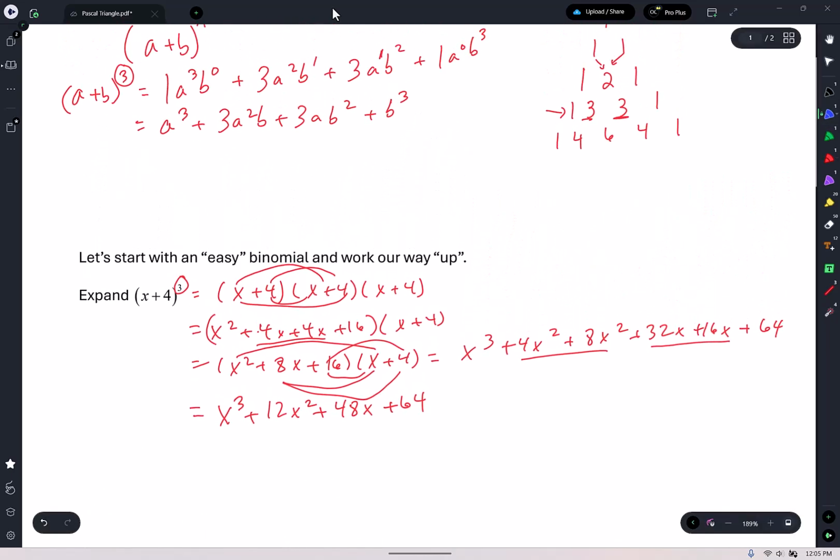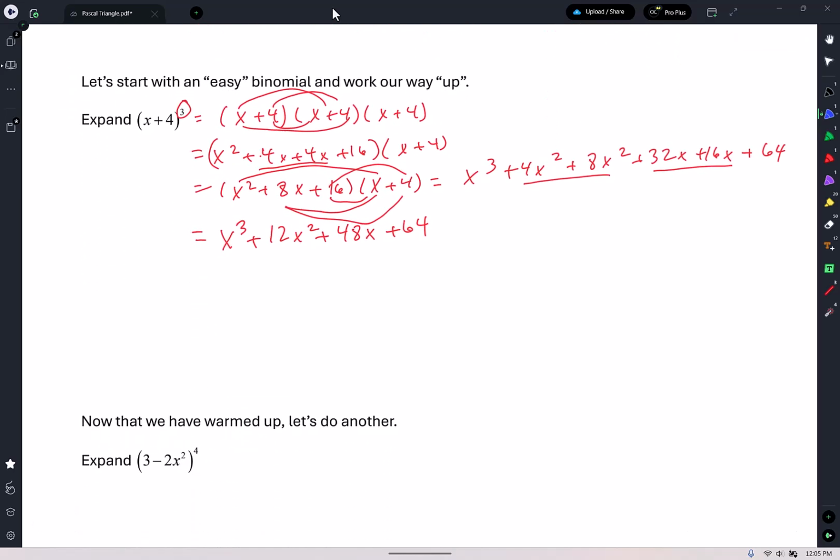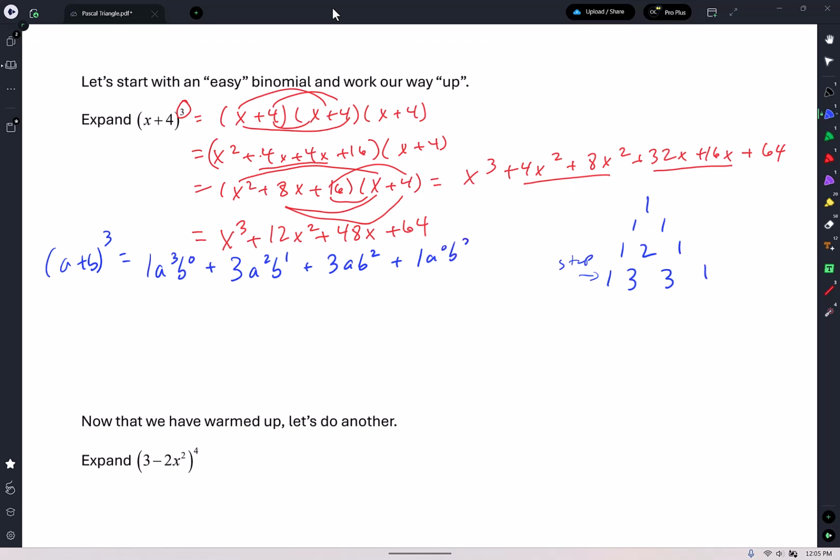That's with algebra, right? So now let's do it with Pascal's triangle. That says 3. So I'm going to go 1, 1, 1, 1, 2, 1, 1, 3, 3, 1. I'm going to stop there. And I know that if I have something like a plus b raised to the third power, that it would be 1 a cubed b to the 0 plus 3 a squared b to the 1 plus 3 a b squared plus 1 a to the 0 b to the third. So again, that means a to the third plus 3a squared b plus 3ab squared plus b cubed.